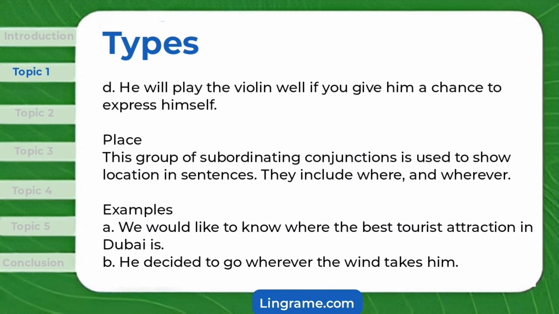Place. This group of subordinating conjunctions is used to show location in sentences. They include where, and wherever. Examples. We would like to know where the best tourist attraction in Dubai is. He decided to go wherever the wind takes him.